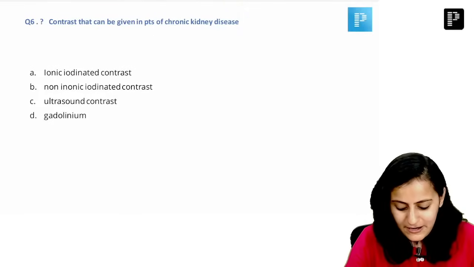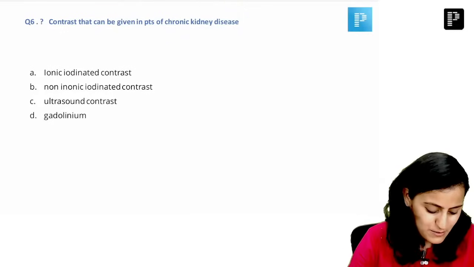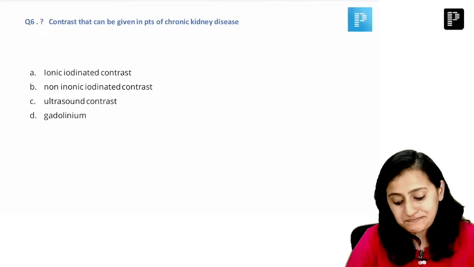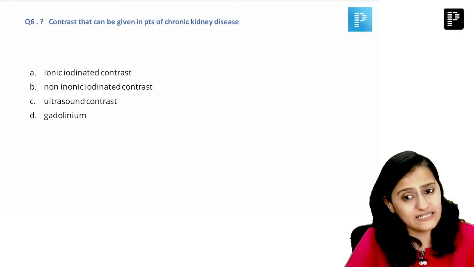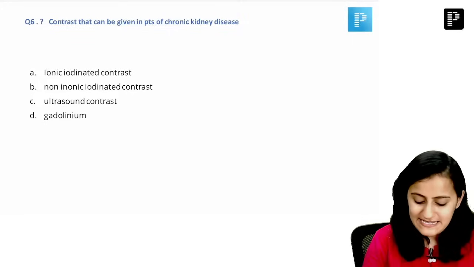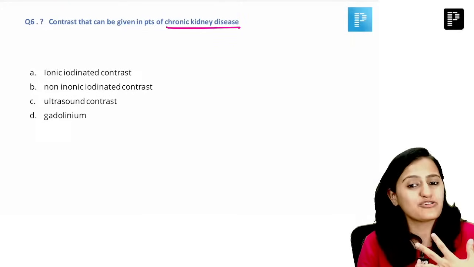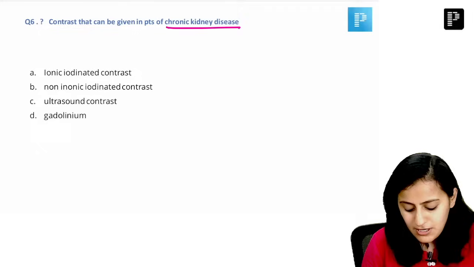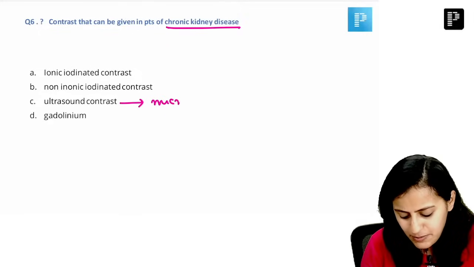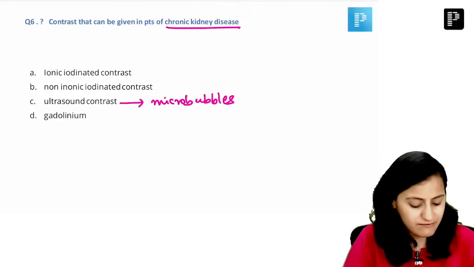Contrast that can be given in patients of chronic kidney disease, again something that we have discussed in the radiology videos on PrepLadder. We have definitely discussed this, that you have CT contrast, you have MRI contrast and you have ultrasound contrast. What is the ultrasound contrast that we use? Those are the microbubbles, right? We have discussed this in our revisions as well.